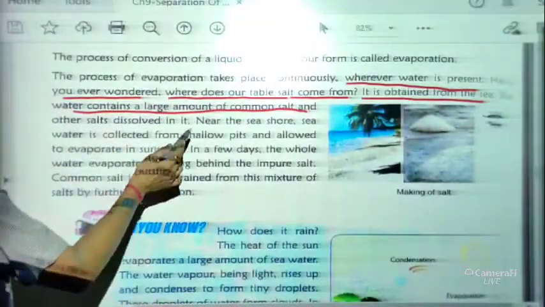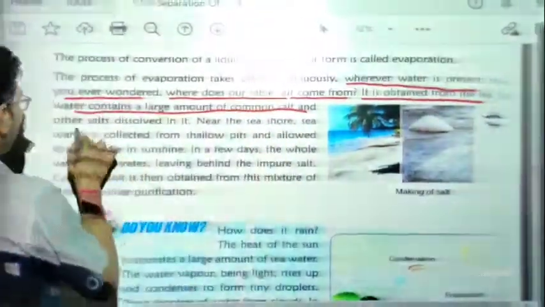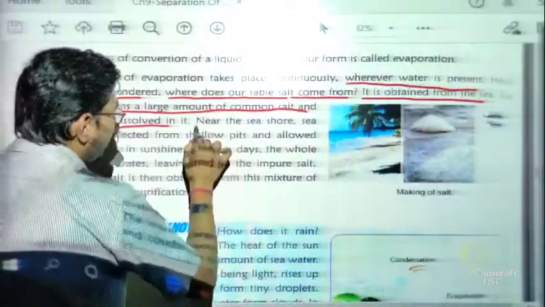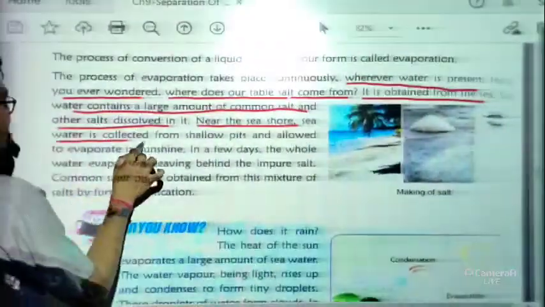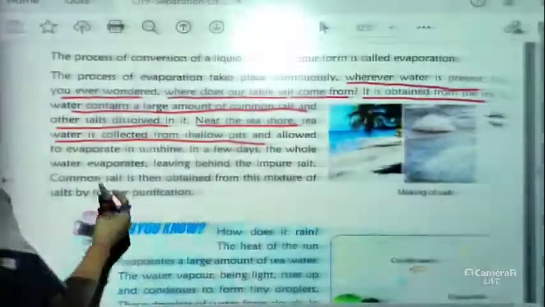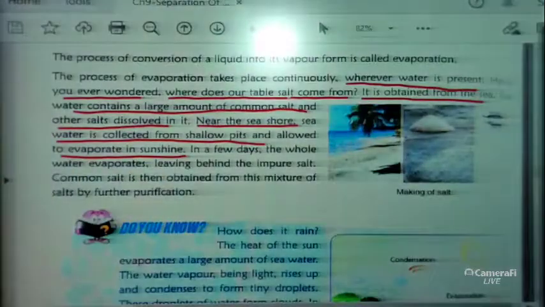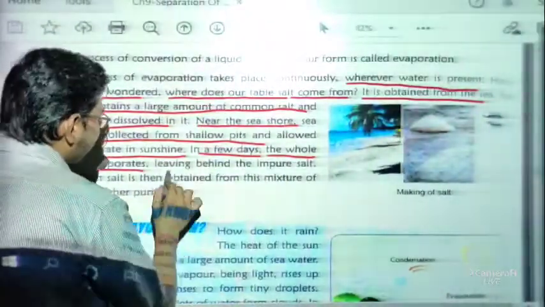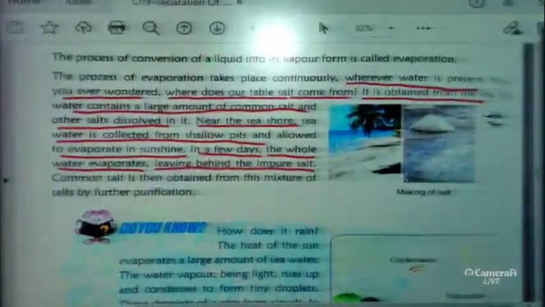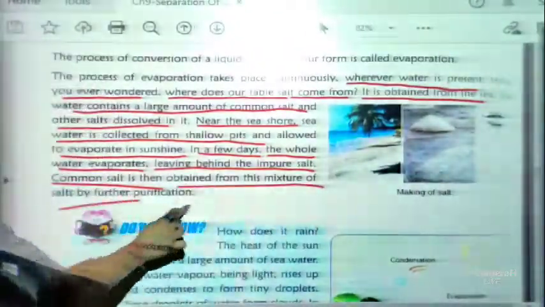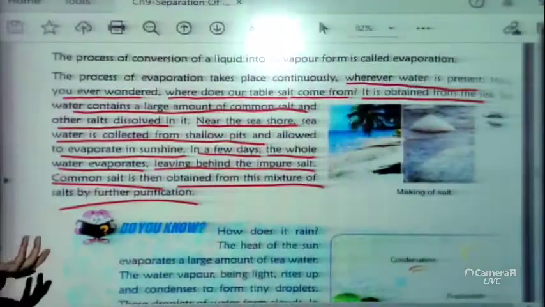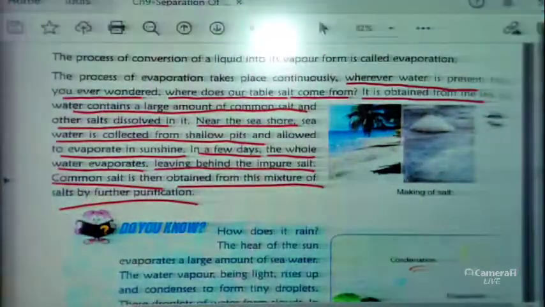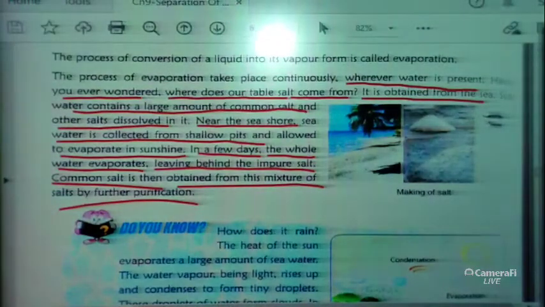Okay. So some amount of common salt and other salts are dissolved in it. Now near the seashore, sea water is collected in shallow pits and allowed to evaporate in sunshine. Now in a few days what will happen? The whole water evaporates, leaving behind the impure salt. Okay. Now common salt is then obtained from this mixture of salts, which is further processed. Okay. So this is the process to make salt.